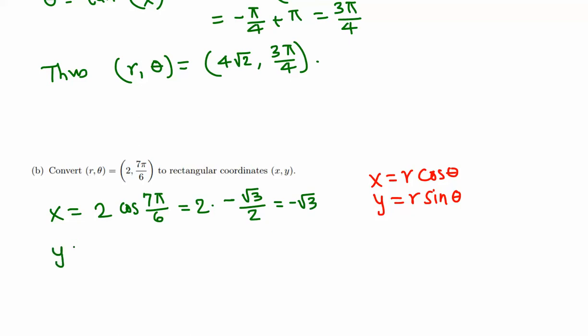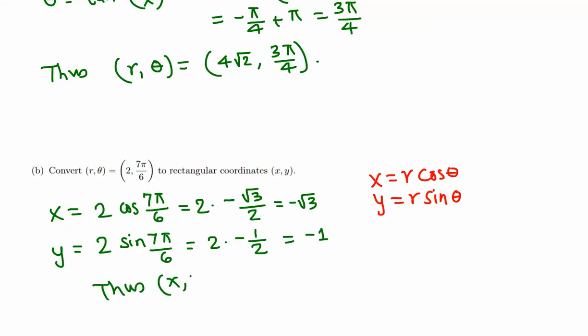Now y equals r sine theta, 7 pi over 6, which is 2 times, again sine in the third quadrant is negative, with a reference angle of pi over 6, so 1/2. Just use the unit circle or go through the reference angle method. This is negative 1/2, the 2s cancel, so negative 1. Thus the corresponding rectangular coordinates are (negative root 3, negative 1). Final.